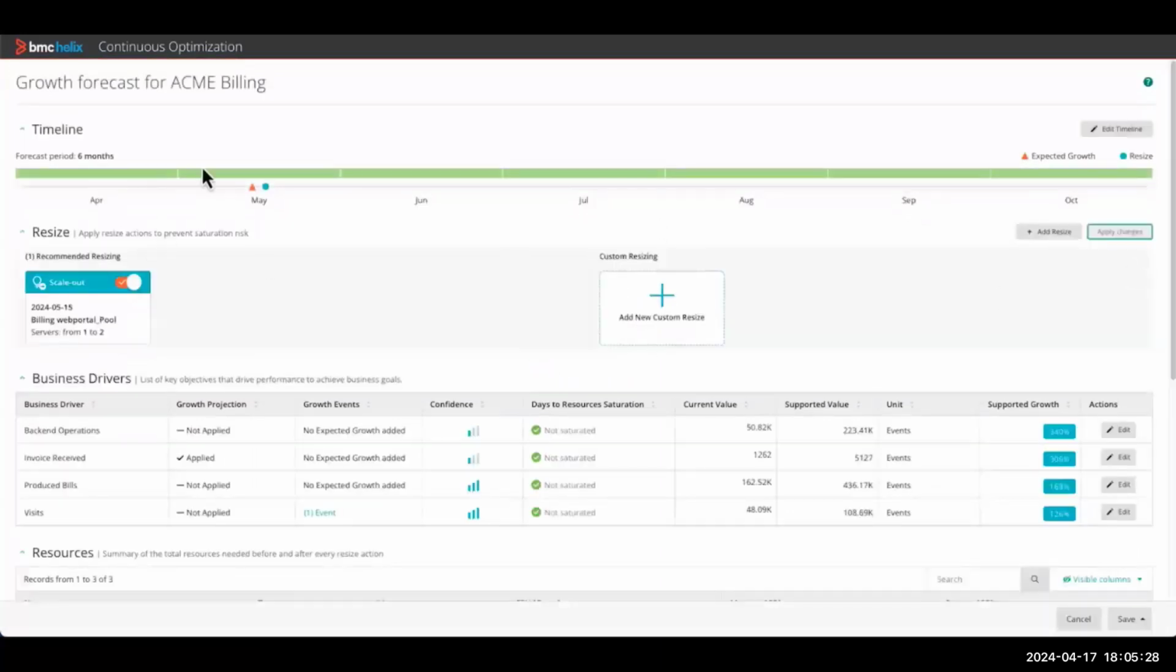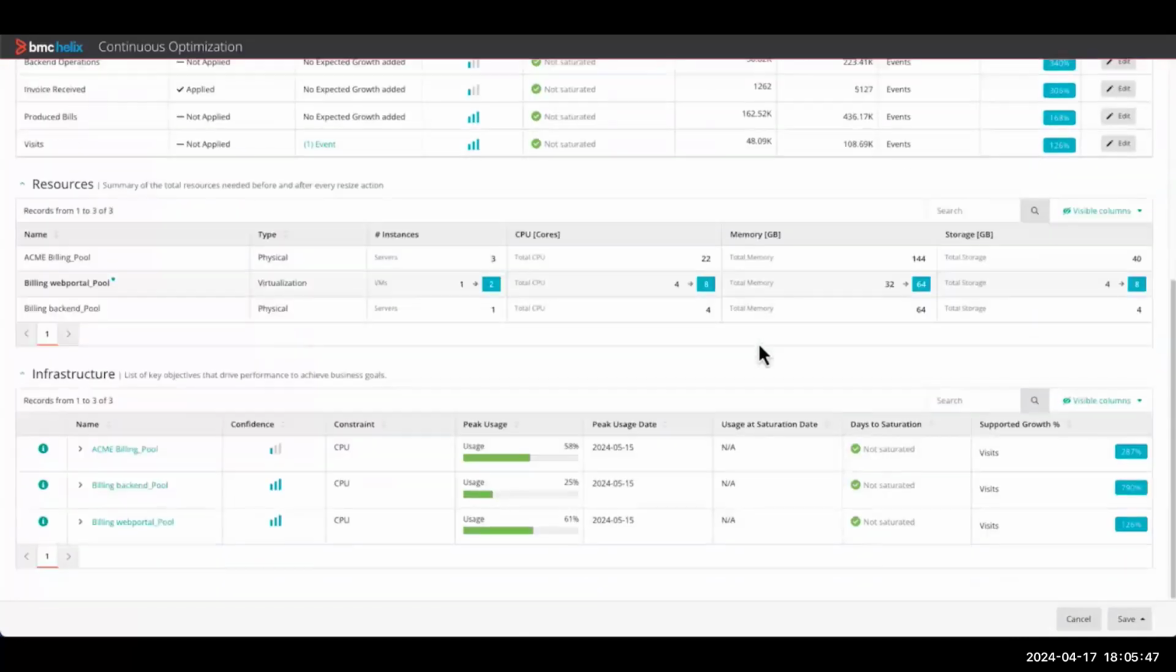And I can now see that I have an indicator of a business event that's going to happen, a remediation step that I'm going to take, and it also shows me that the remediation steps suggested here to take on May 15th is going to solve the future saturation issue. And beyond that, it's actually telling me what are the changes that I need to make. So I need to take the VM instances and increase it from 1 instance to 2, which is going to grow the number of CPUs from 4 to 8, the memory from 32 to 64, and the storage as well.